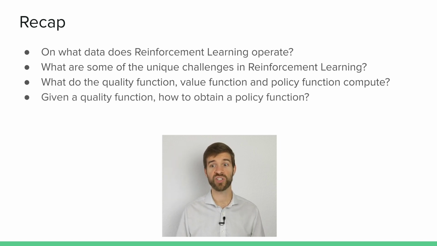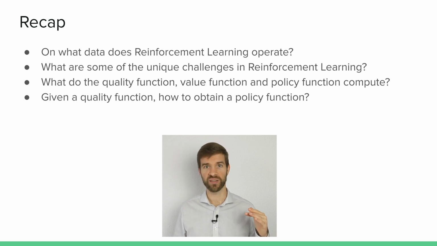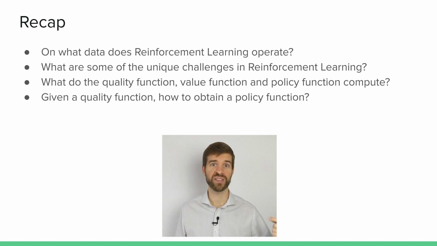Given the quality function, how can we obtain a policy function? So there are many ways how we could do it. The easiest way, and something that makes a lot of sense, is that we take the argmax of that action that gives us the highest expected reward into the future.